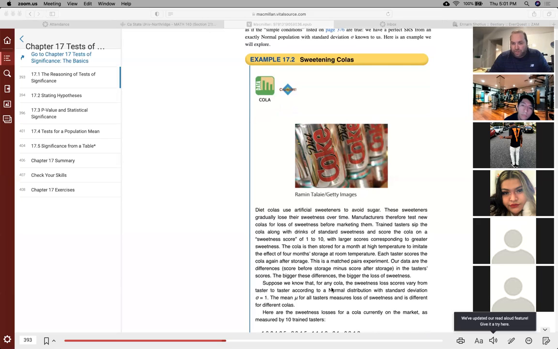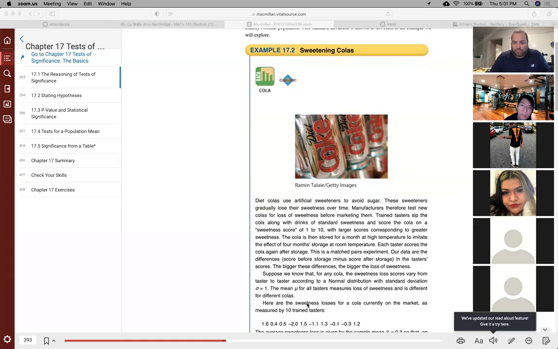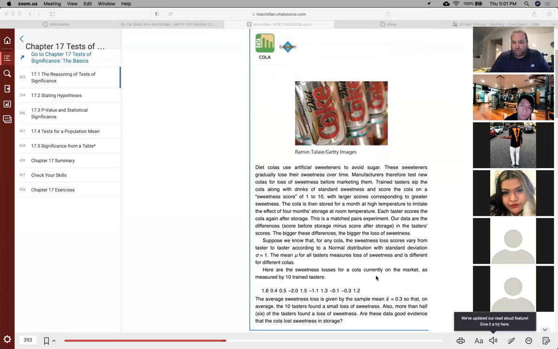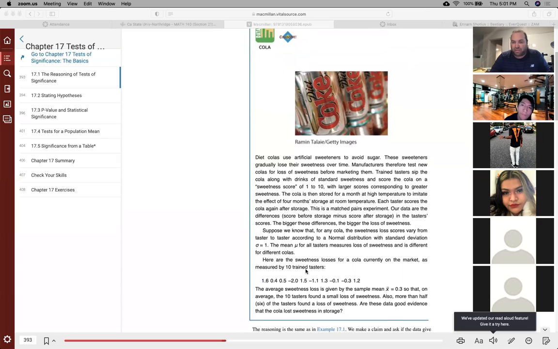So suppose we know that for any cola, the sweetness loss scores vary from taster to taster according to a normal distribution with a standard deviation sigma equals 1. Like the confidence intervals, you have to know sigma for this case, and it has to come from a normal distribution, okay? So here are the sweetness tests for the cola currently in the market as measured by 10 trained tasters: 1.6, 0.4, 0.5, all these numbers. Some of them with a negative sign, by the way, according to their scores, the sweetness actually went up after 4 months.